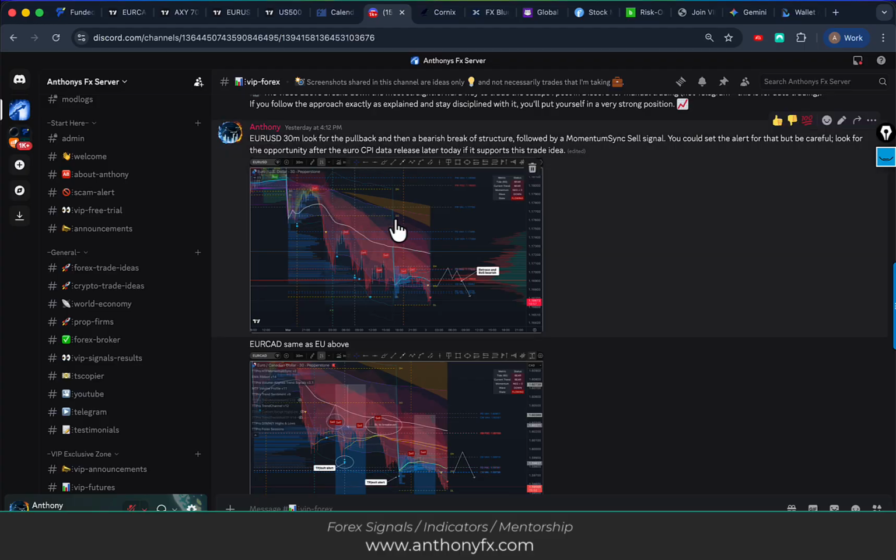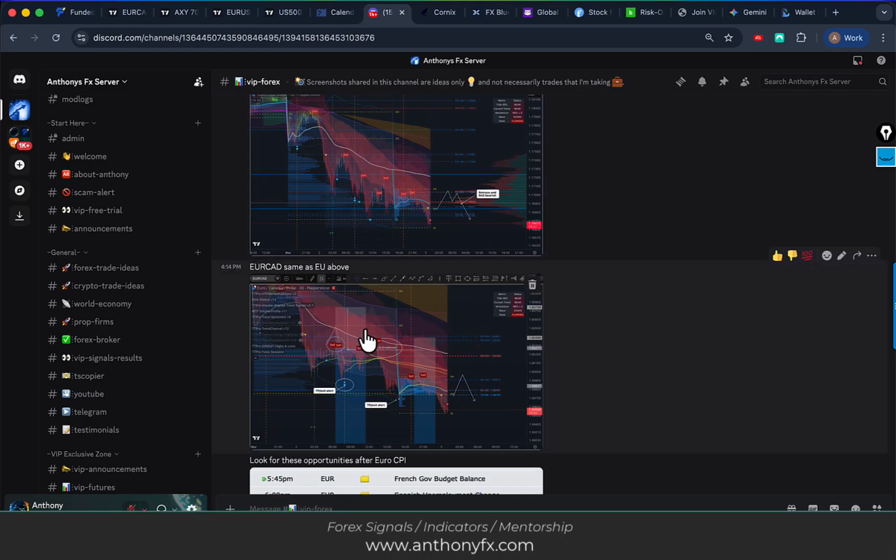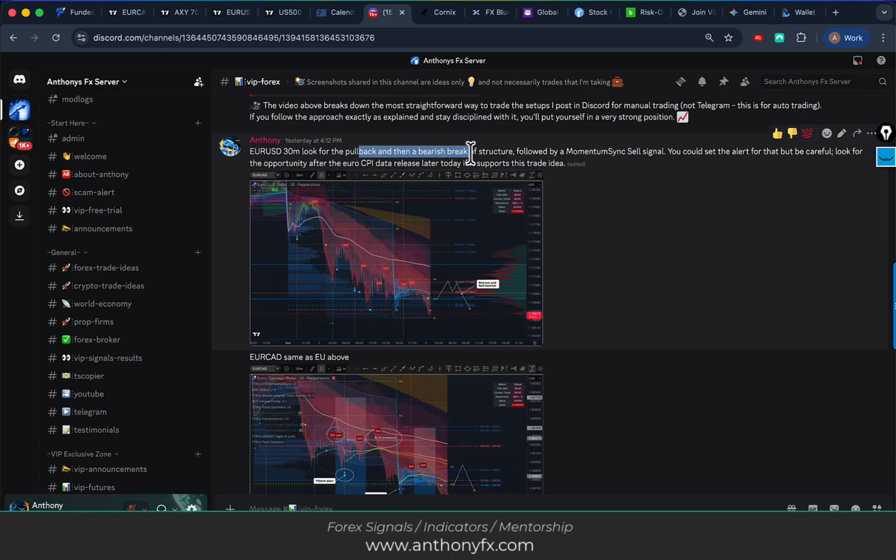Let's check it out. So yesterday I was looking at another entry on Euro dollar and another entry on Euro CAD. Look for the pullback and then a bearish break of structure, right? Followed by a momentum sync sell signal on the 30-minute chart. So both of these, Euro dollar and Euro CAD, we'll have a look at them.